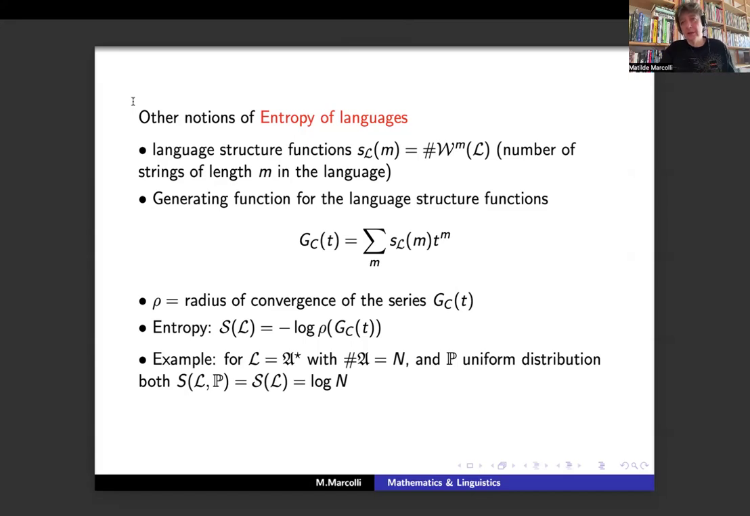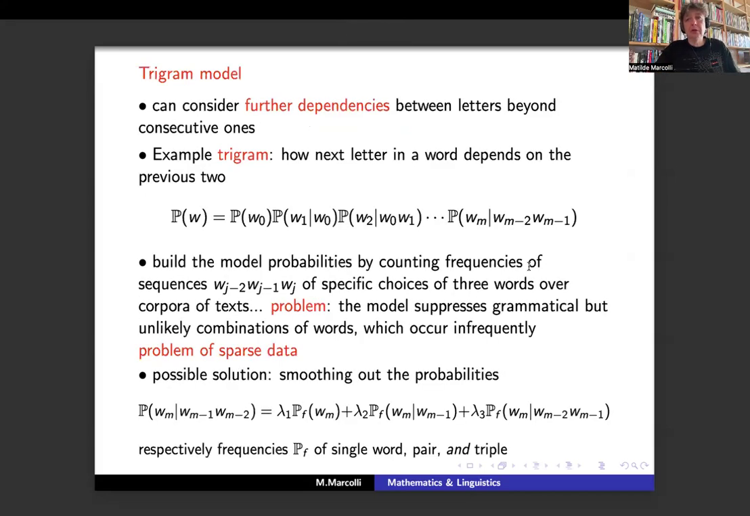So there's another way of thinking about an entropy that is associated to a formal language, which has to do with the radius of convergence of the corresponding generating function, and the logarithm of the radius of convergence, and that also gives you information about the structure of different formal languages. So these are some aspects of how probabilistic information can be used in the context of formal languages.